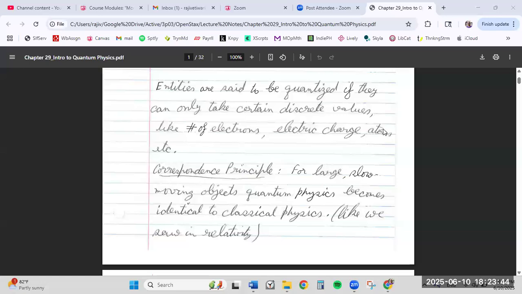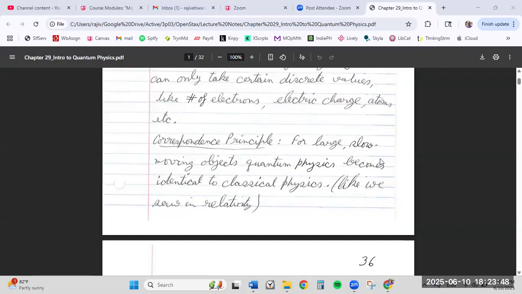Similarly, the number of electrons in an atom, or electric charge, we learned in the second semester, is also a quantized quantity because it only exists in multiples of the electronic charge. You can either have 1 electron, 2 electrons, 3 electrons, and so forth.